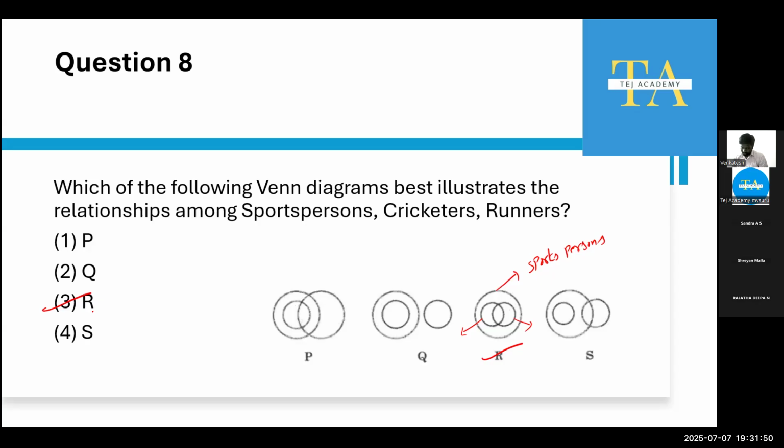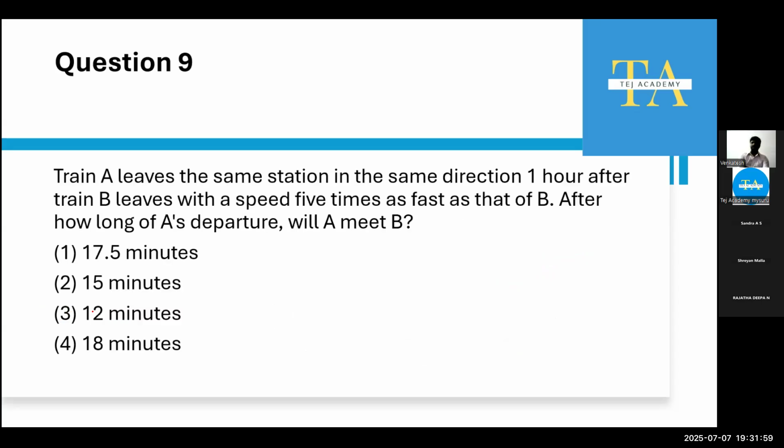Clear? Does anyone have any doubt? No, sir. So next, question number 9. Train A leaves the station, and one hour after, train B leaves in the same direction with a speed 5 times as fast as A. After how long from A's departure will B meet A?